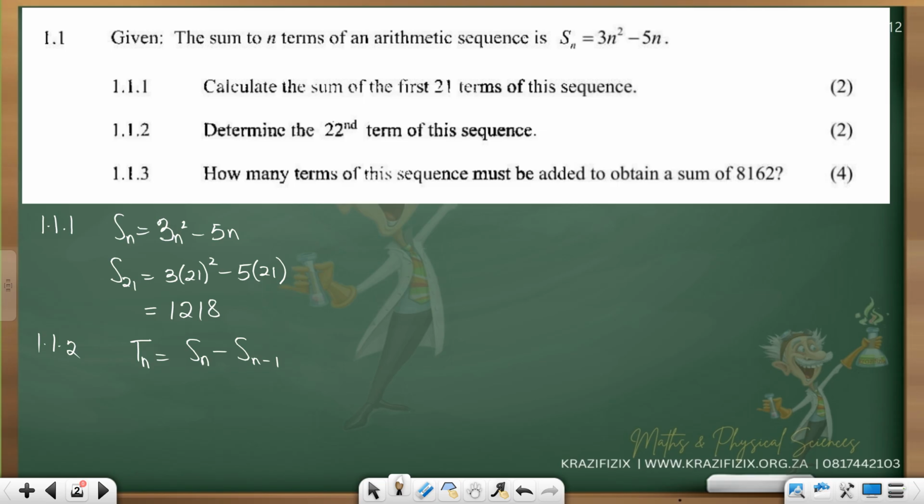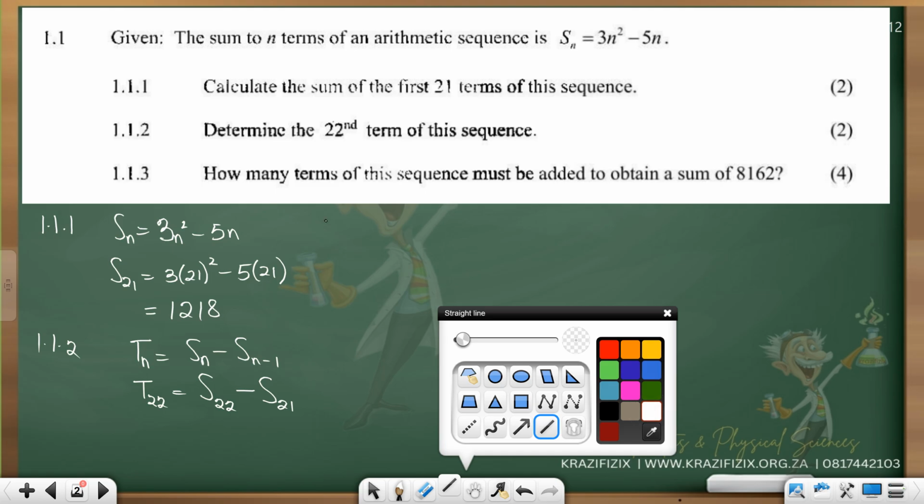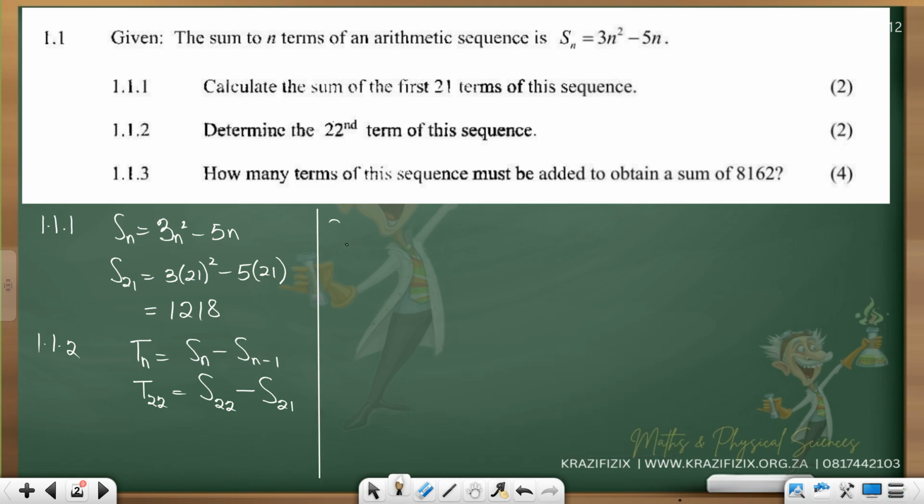All right, so if I'm looking for T22, you see my n is now 22. It means S22 minus S21. We already have our S21. Can we get our S22 by doing the exact same thing? Let's substitute first. We need to get S22, which is 3 times 22 squared minus 5 multiplied by 22. What would that be? 1,342. All right, are we confirming 1,342?